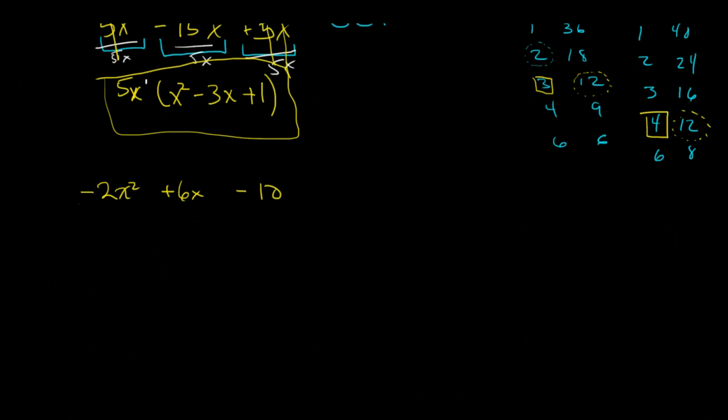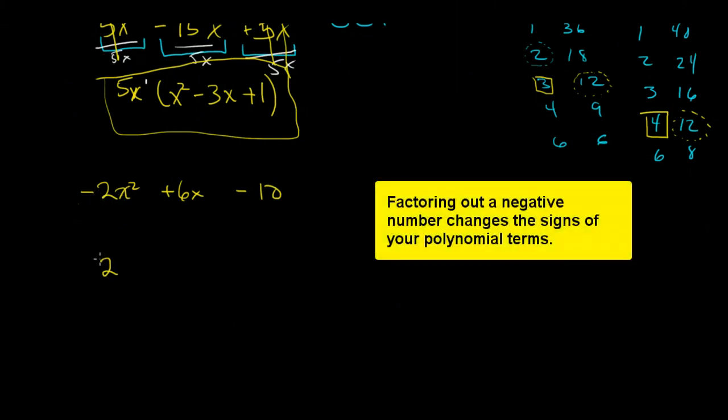But since all of these are even, I can divide out a 2. But I want this first term to be positive. So in order to make it positive, 2 divided by 2 is 1, but a negative 2 divided by a positive 2 is a negative 1. And I don't want that. I want this to be a negative.